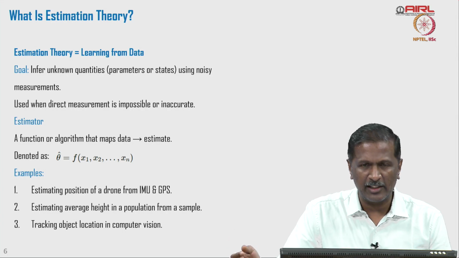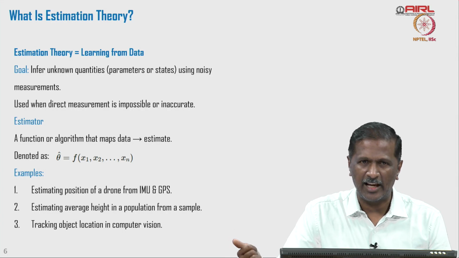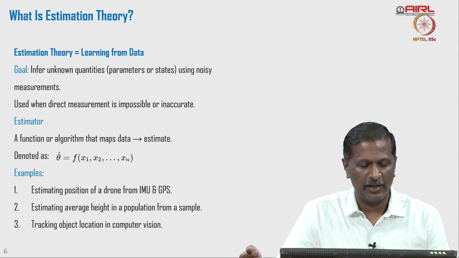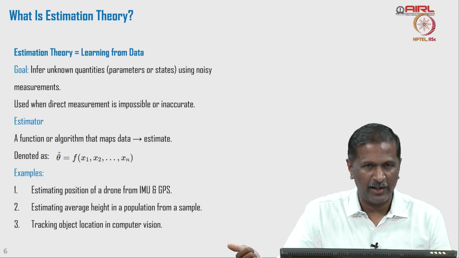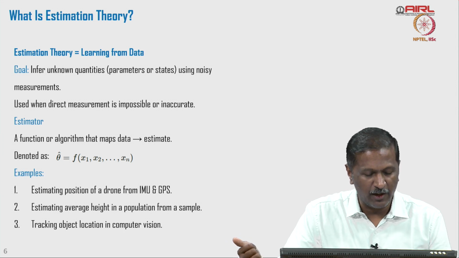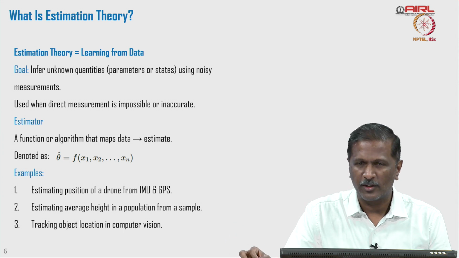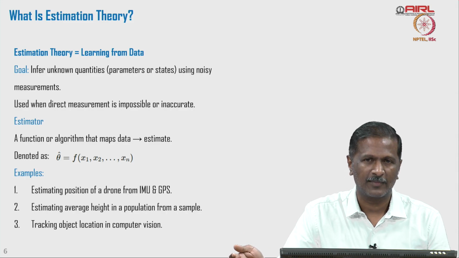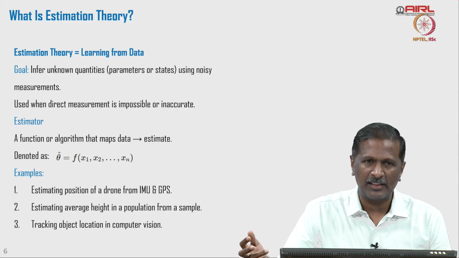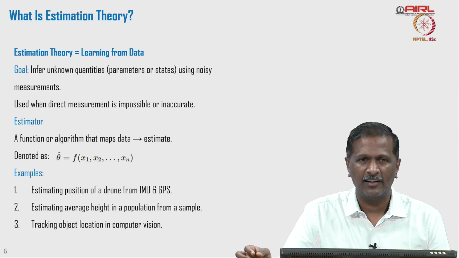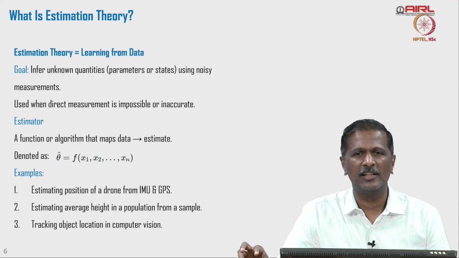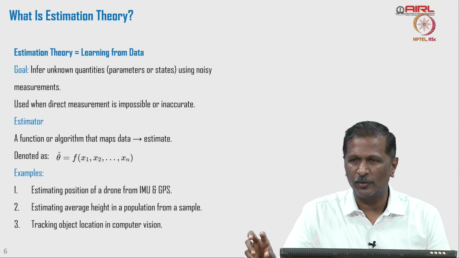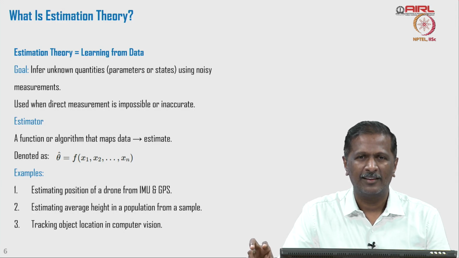So I can estimate the position of the drone using IMU and GPS. I can estimate the average height in a population from data. I can estimate the location of a tracked object using computer vision techniques too. So estimation plays a role. If you want to track an object in a camera, if you are talking about surveillance solutions, you need to know where the object is in your field of view.